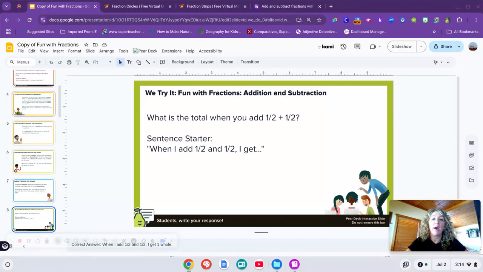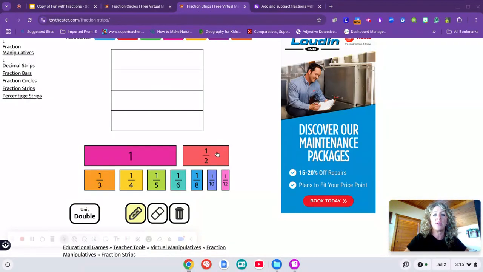Now, what is the total when we are adding 1/2 plus 1/2? So I'm going to show you a visual of this before you write your answer, before we talk about it. So we're going to do 1/2 plus 1/2. So what would we get there? How many? We have 1/2 plus 1/2. Blaze, we add, add your numerators, 1/2 plus 1/2, our top numbers. 2 halves, or 2 over 2, right? We would get 2 over 2.